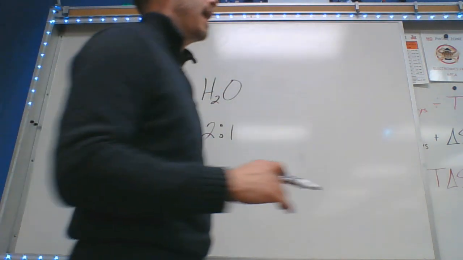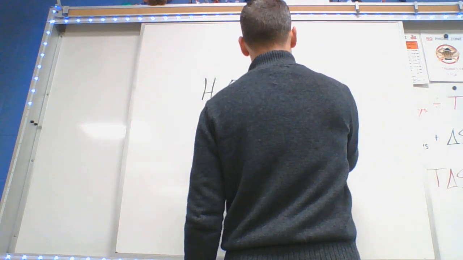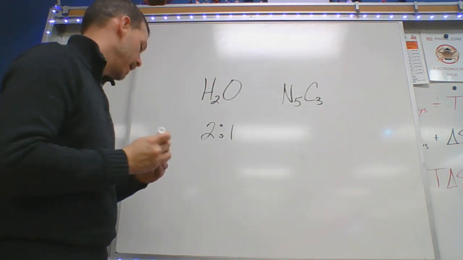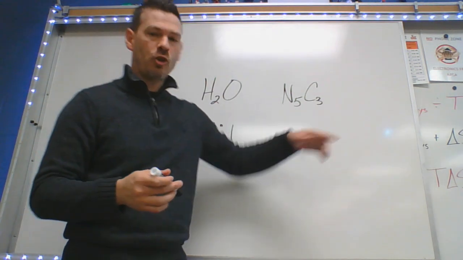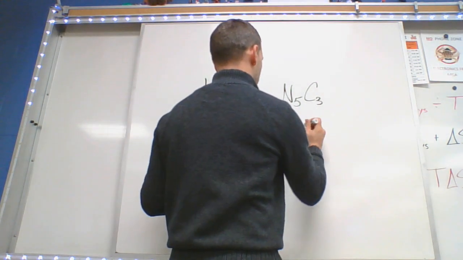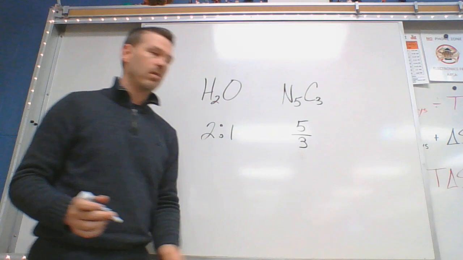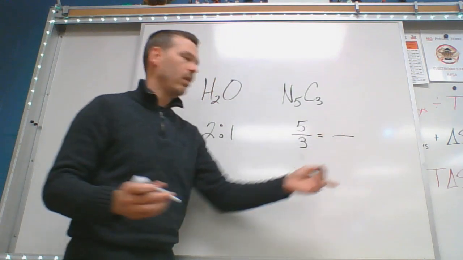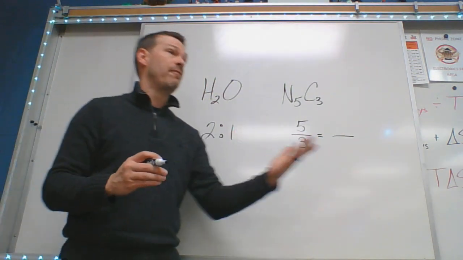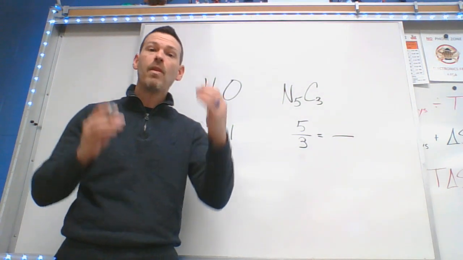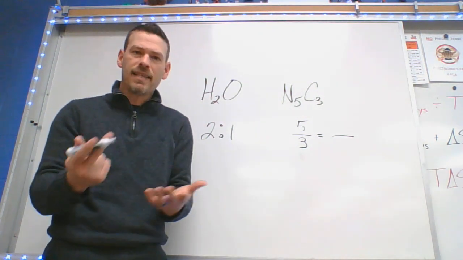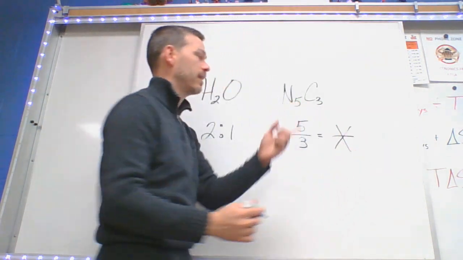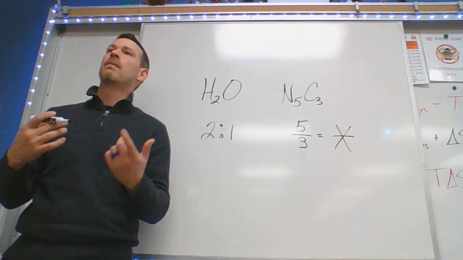The other one on the screen is the N5C3. All right, so we got pentanitrogen tricarbide. But again, if you turn the subscripts into a ratio, and you can write it like this if you prefer to not use the colon, it couldn't be simplified into simpler terms. I mean, you could divide 5 by 3 on your calculator, right? But that's not what I'm talking about. I'm talking about dividing both of these by the same number and still getting whole numbers. It can't happen in this compound because N5C3 is empirical.